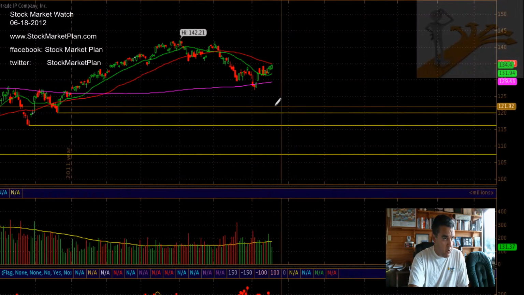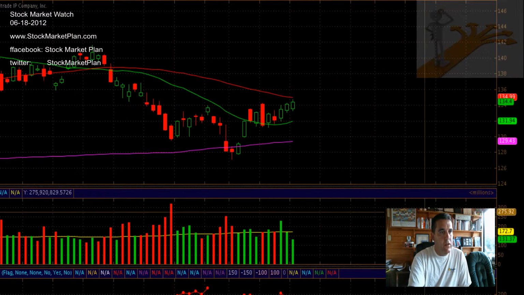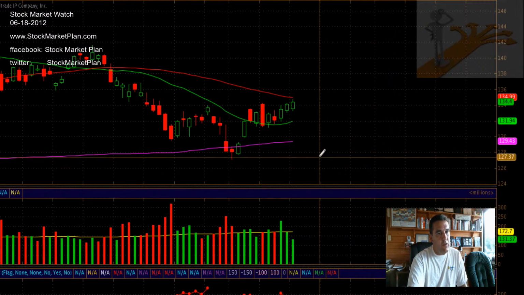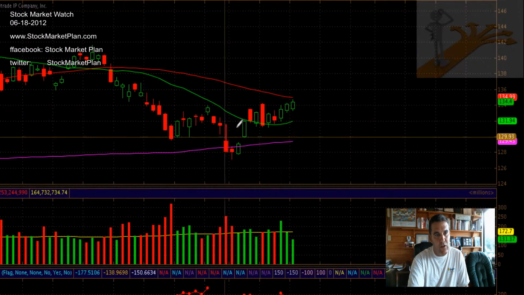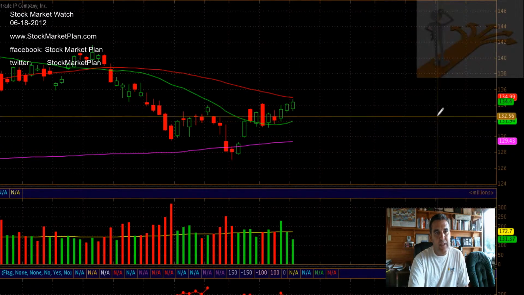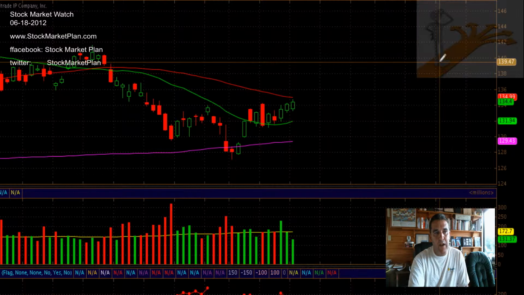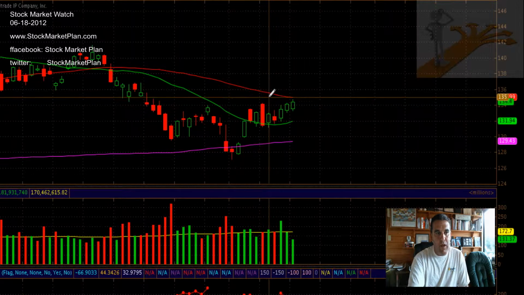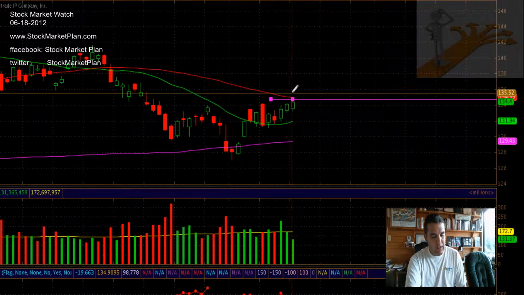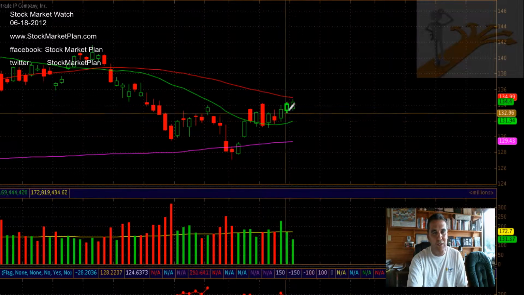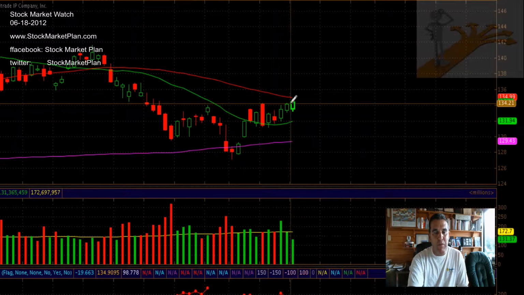So, going back to the Spiders here, zooming back in, what I'm looking for this to do now is probably to start trading sideways here, consolidate some, and hopefully move up higher, okay? Nothing really exciting has ever happened, at least for me, when the price remains below the averages.